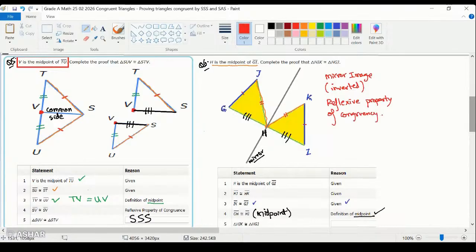Okay, because they both are mirror. How can we say they are mirror? If G was at this distance from this line, then I is at this distance. If K was at this distance from this line, then J is at this distance. So the distances are the same, so it's a mirror image. Whenever it's a mirror image, it is a congruent shape, and we say it's a reflexive property. And since three sides were given to us, we say the side, side, side property would be used.